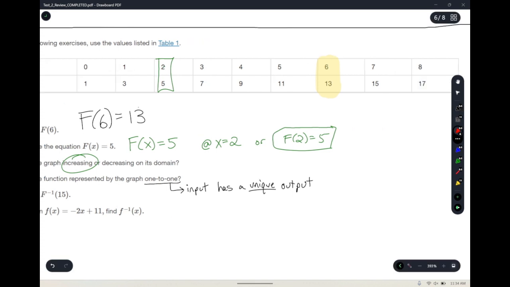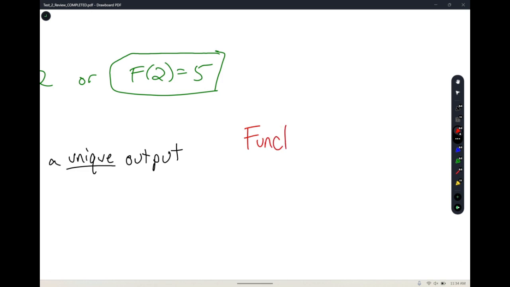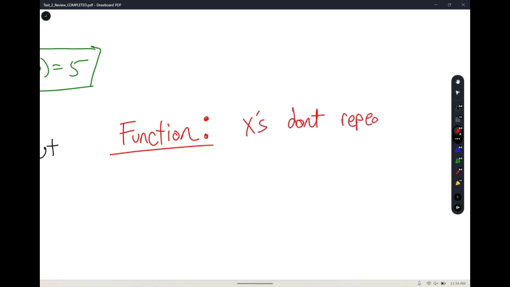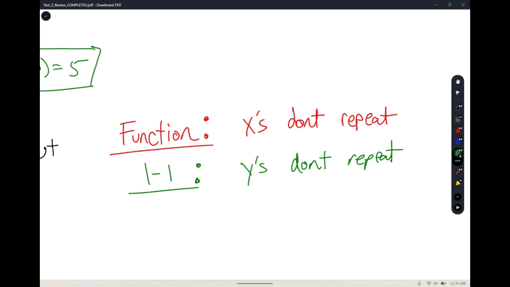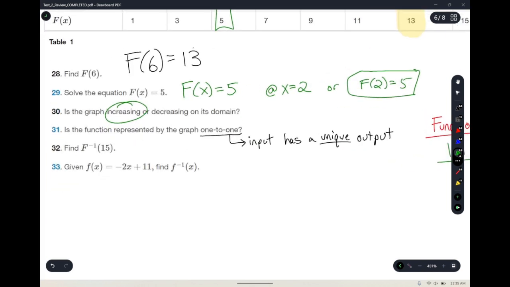So another way to think about that is, what's the shorthand way to think of what a function is? This is unrelated, but the quickest way to check if something's a function is you check for blank, don't blank. X's don't repeat. That is the super fast way to check for a function, right? You know what the super fast way to check for 1 to 1 is? Y's don't repeat. Absolutely. Which is the word unique. That's what the word unique takes care of. So do the Y's repeat up there? No, because it's increasing the whole time. So, yes, check.